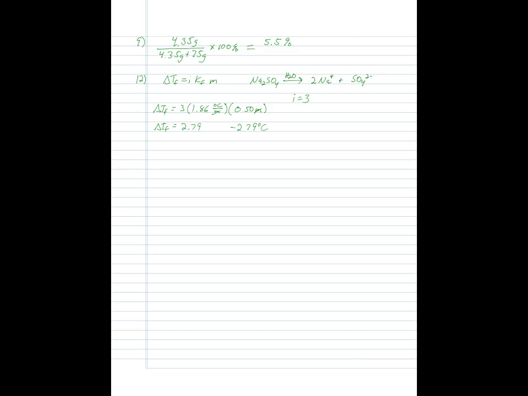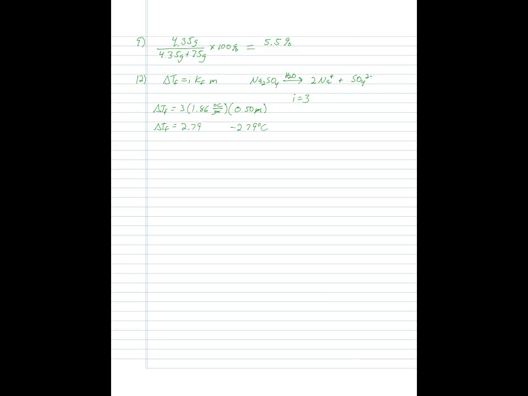All right, number 13. I'll wait for that. I got asked that one a lot today, too. It says a solution is made by dissolving 13 grams of sucrose, we've got a formula and molar mass, in 117 grams of water, producing a solution with a volume of 125 milliliters at 20 degrees Celsius. What is the expected osmotic pressure at 20 degrees Celsius?